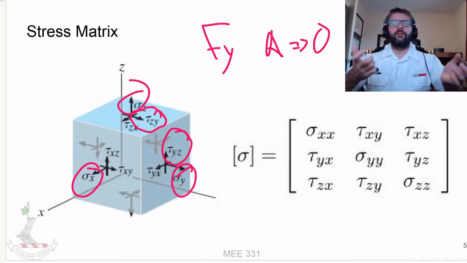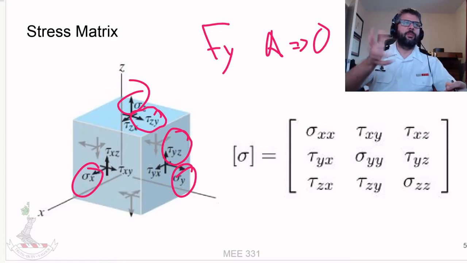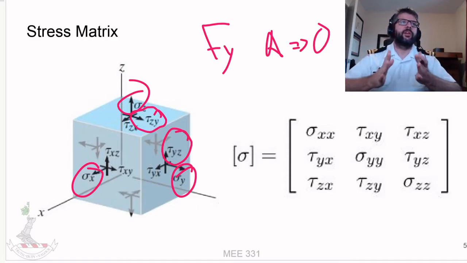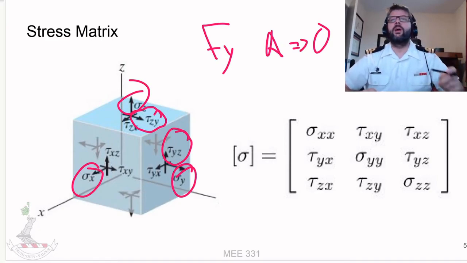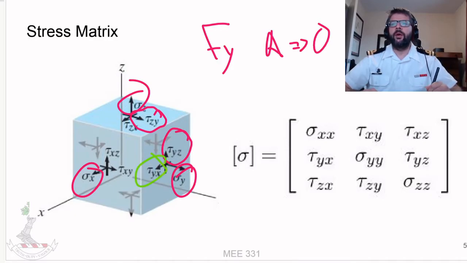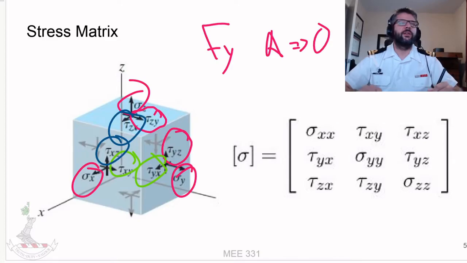And obviously, we're not representing a cube that's spinning inside of an object. We're representing the stress state of a cube that is static, or at least quasi-static, within an object. So if this cube isn't rotating, then the tau zy needs to be equal to the tau yz, the tau yx needs to be equal to the tau xy, and the tau zx needs to be equal to the tau xz.